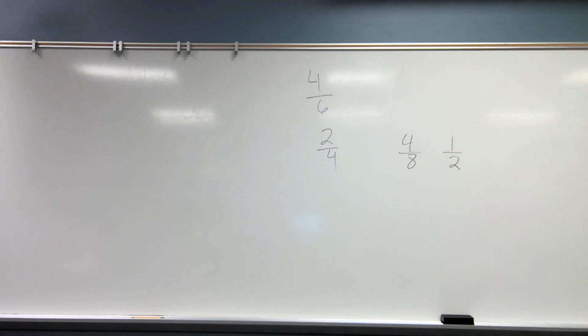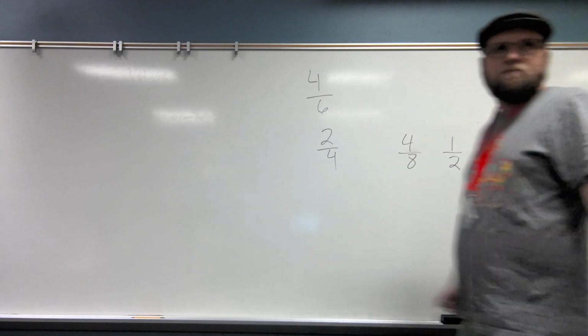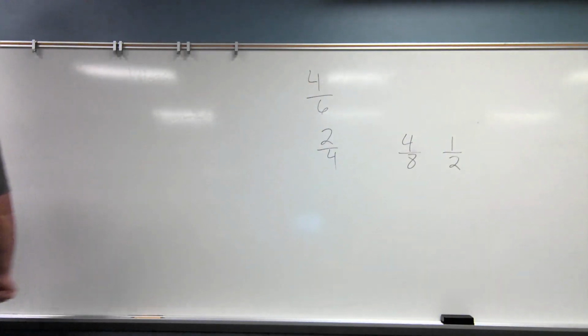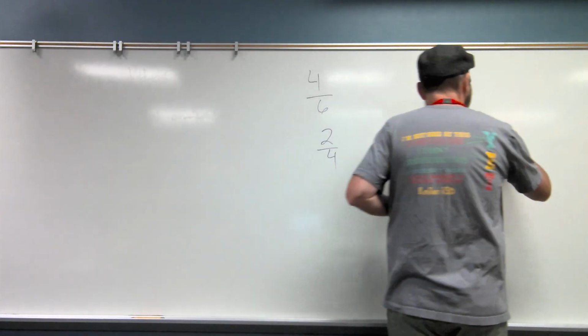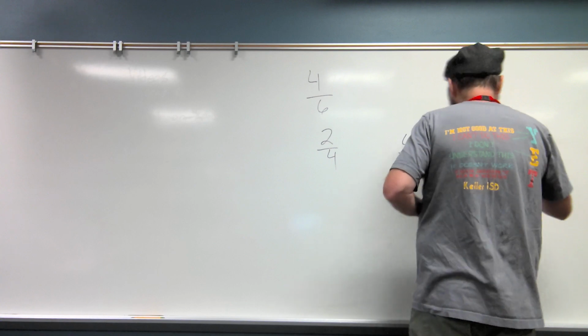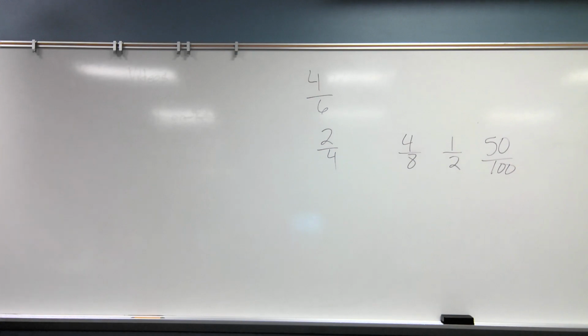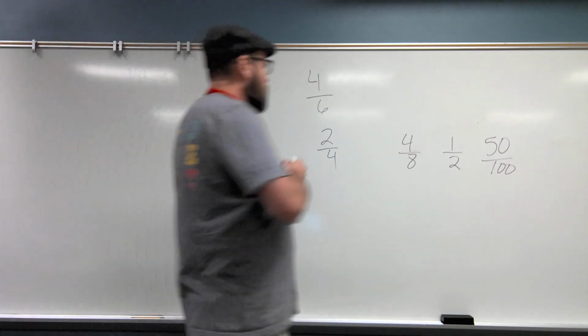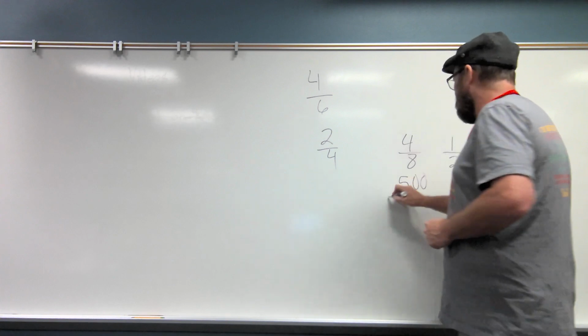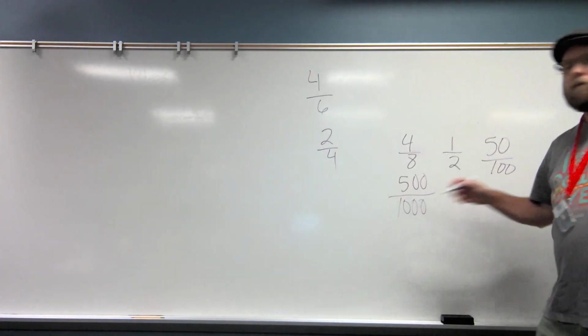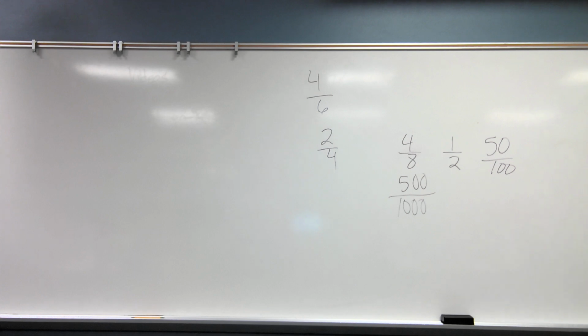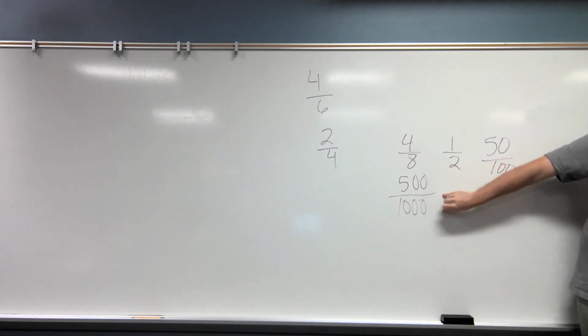I have the same people each time. Come on, I need some new blood answering. Rylan. It could be 50 out of 100. Isaac. 500 out of 1,000. Isaac, how do you know that? I mean, those are big numbers. How do you know that it could be 500 out of 1,000? Well, basically 500 is just half of 1,000. Okay, 500 is half of 1,000.